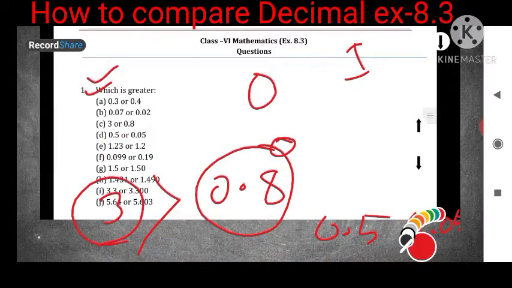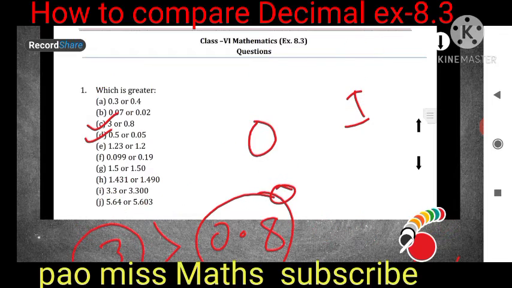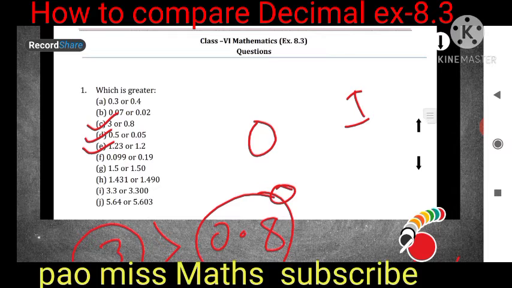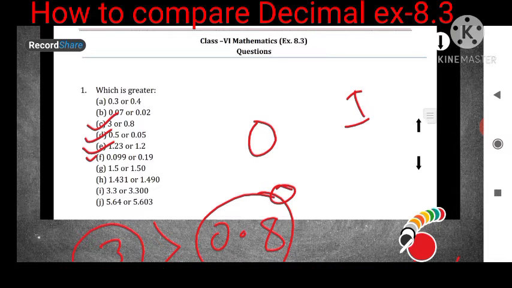Now is there any question where you will get confusion? No. So E is very simple, so you can solve this question. Now question number F. F also. Okay, F I will explain.